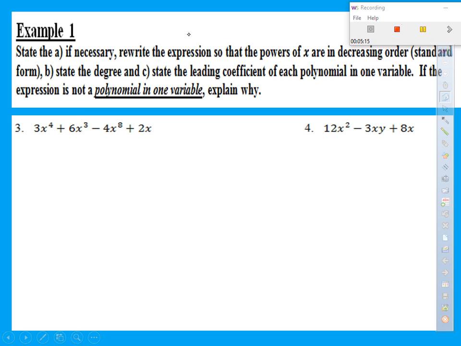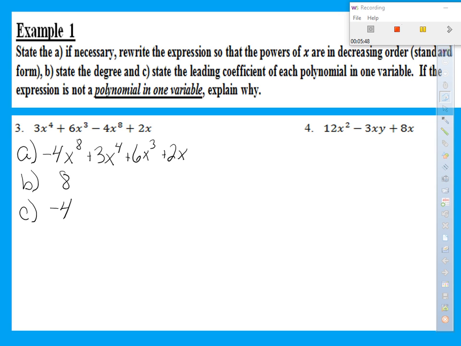Here goes our number 3. Let's put it in order first, because when I look at it, I only see one variable. So when I put it in order, the biggest power I see is 8. So I've got negative 4x to the 8 plus 3x to the 4th plus 6x cubed plus 2x. There it is in standard form. That makes the degree of it 8, and makes the leading coefficient negative 4.